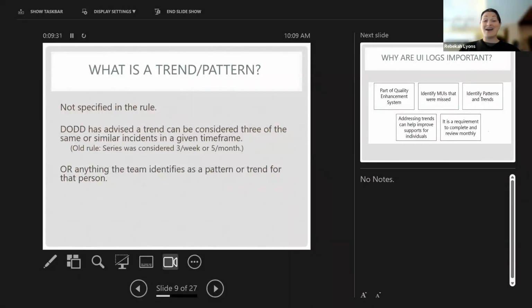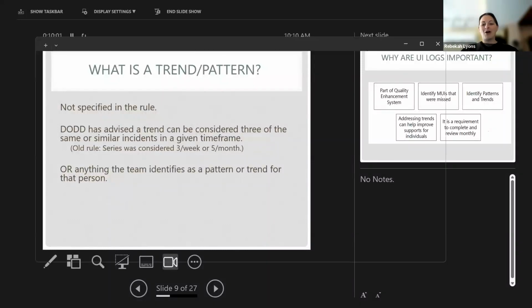This is something that is not specified in the rule. DODD has given advisement that a trend can be considered 3 of the same or similar incidents in a given time frame. We had an old rule, it was prior to 2009, I think. Some of you may remember this, where a series of UIs would constitute an MUI. And that was considered 3 in a week or 5 in a month. And I know sometimes that language, that idea keeps sticking. We want to broaden that a little bit.